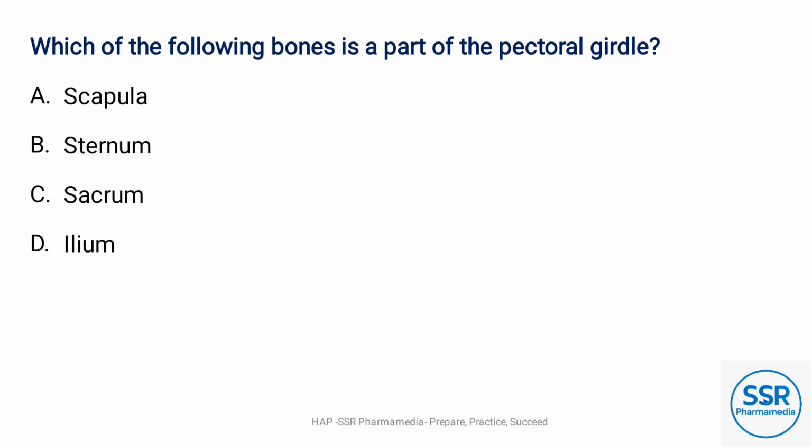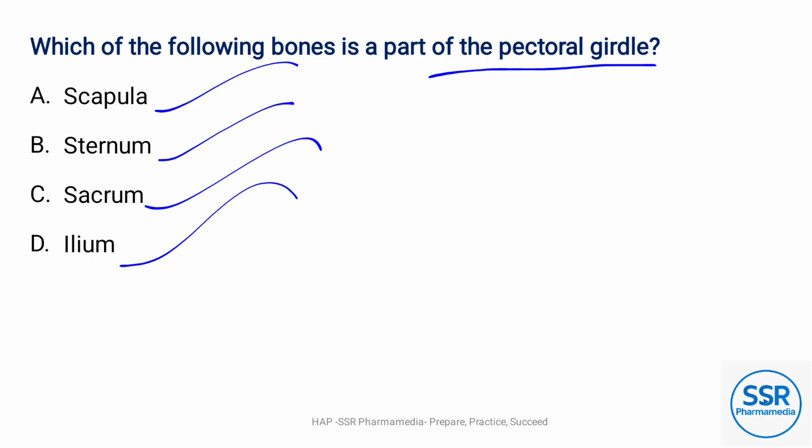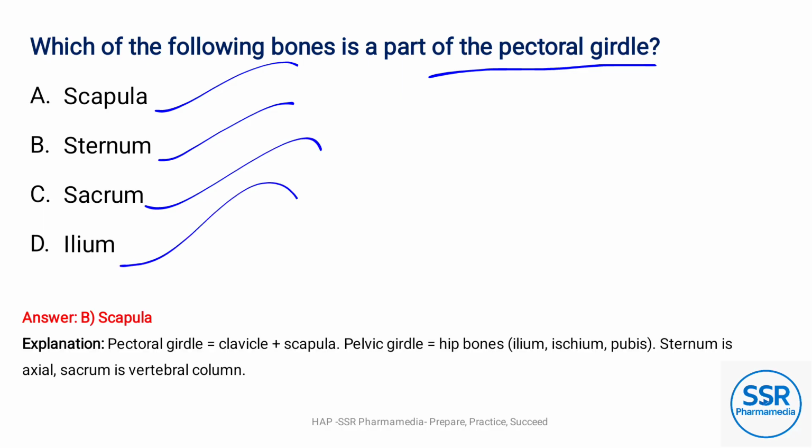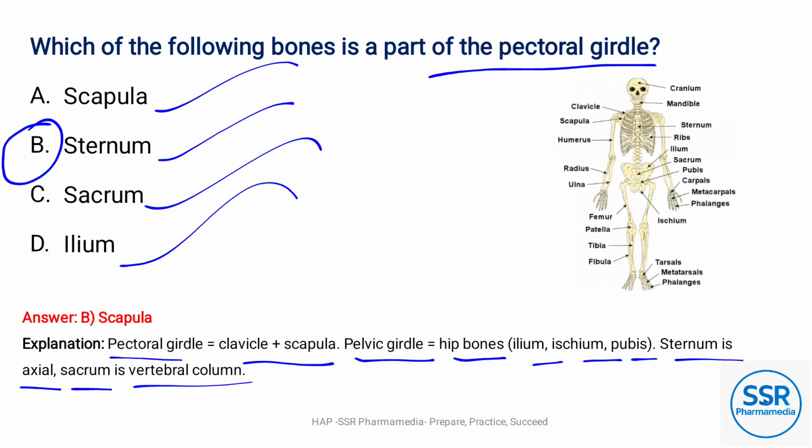Which of the following bones is a part of the pectoral girdle? Option A, scapula. Option B, sternum. Option C, sacrum. Option D, ilium. So the answer is option B, sternum. This is the sternum.